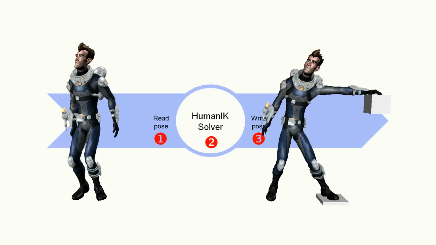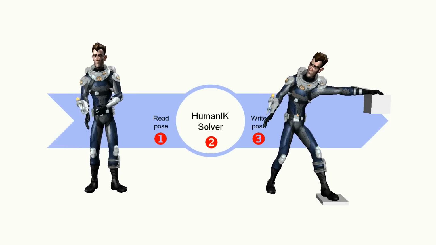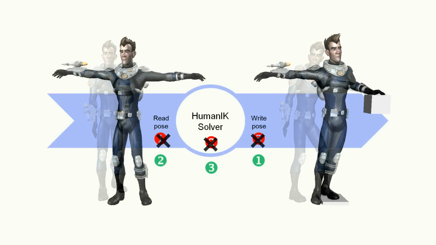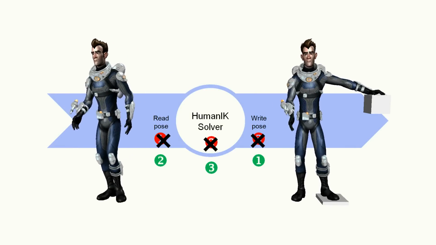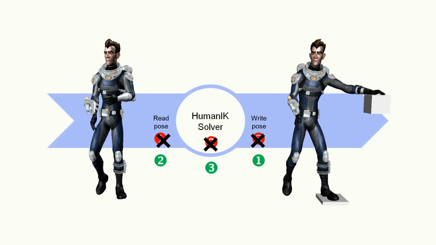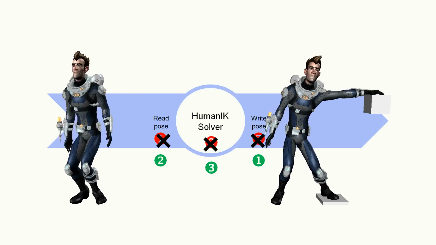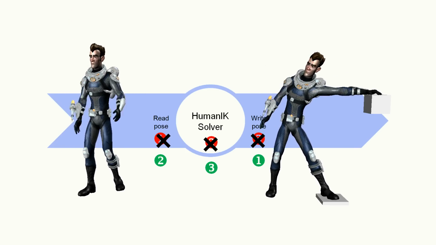But when doing an integration, I recommend you to begin with step 3, then continue with step 1, then finish with step 2. This is going to simplify a lot the error checking. First, we make sure we are able to write to game engine, then we make sure we are able to read from the game engine, and then we start the solver.